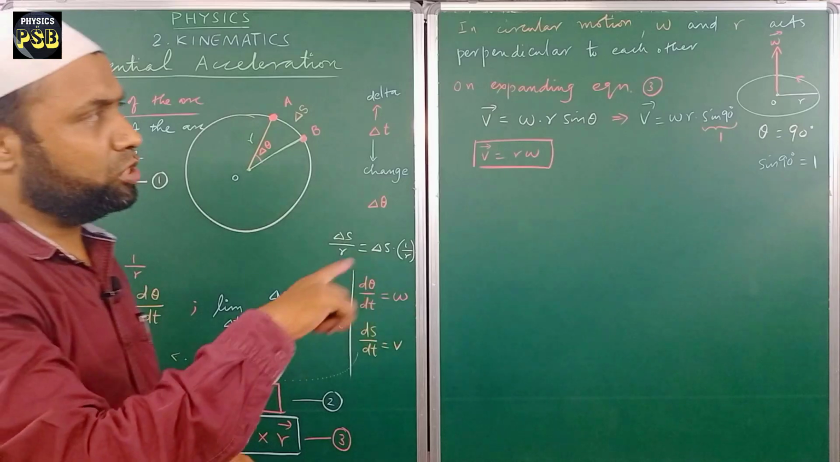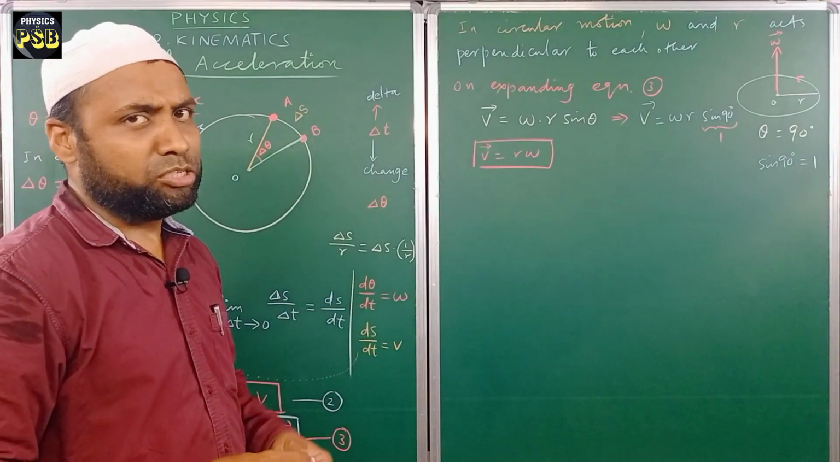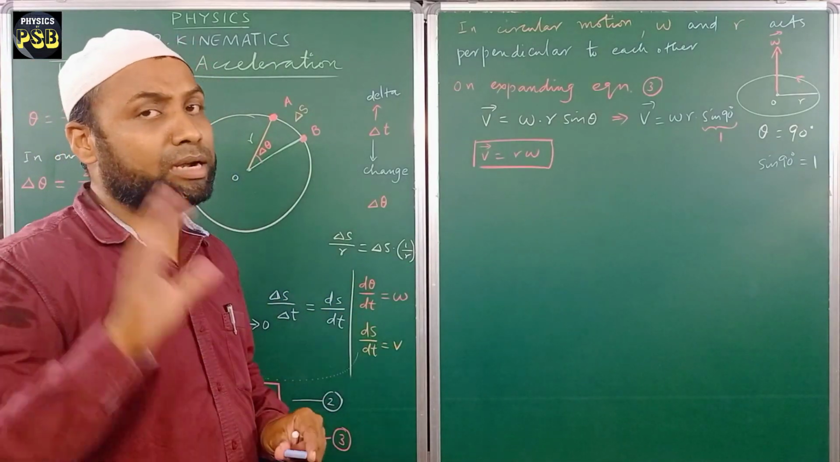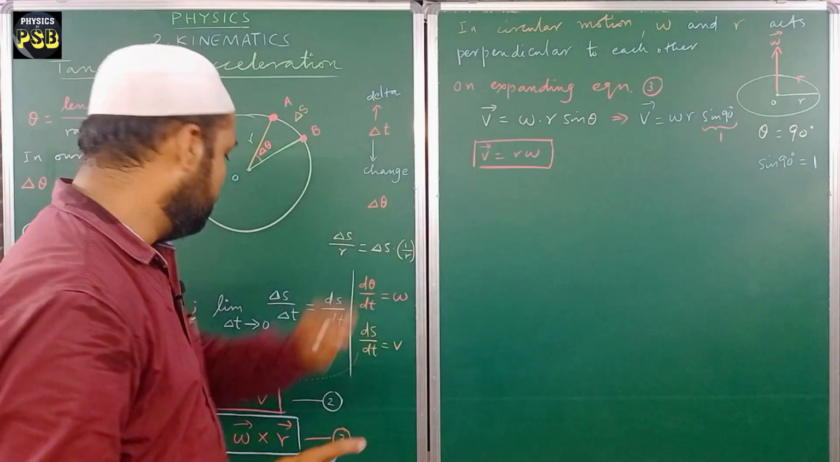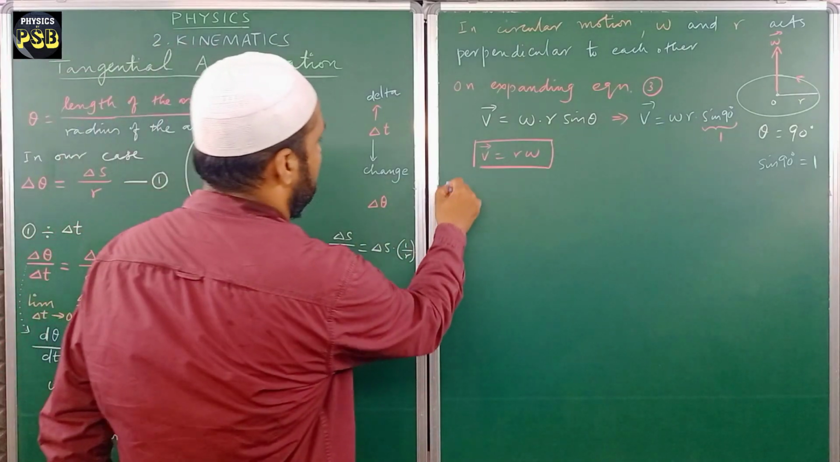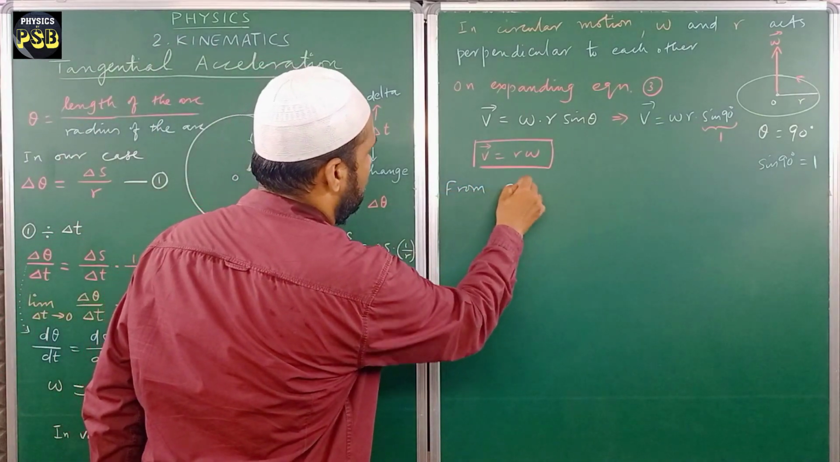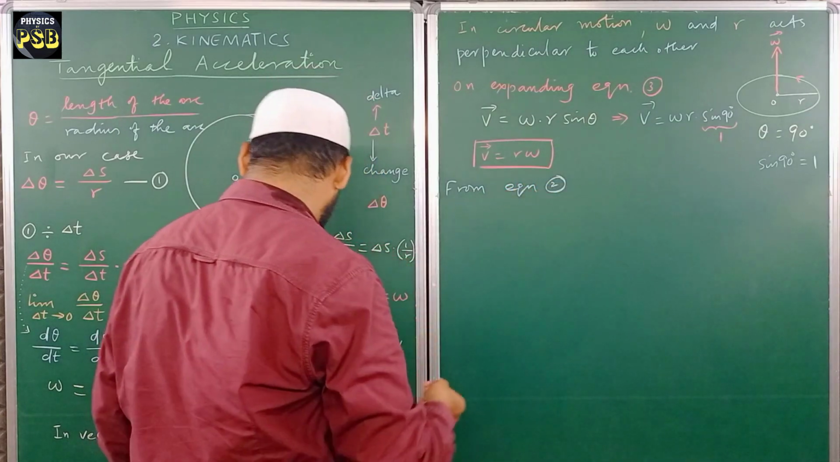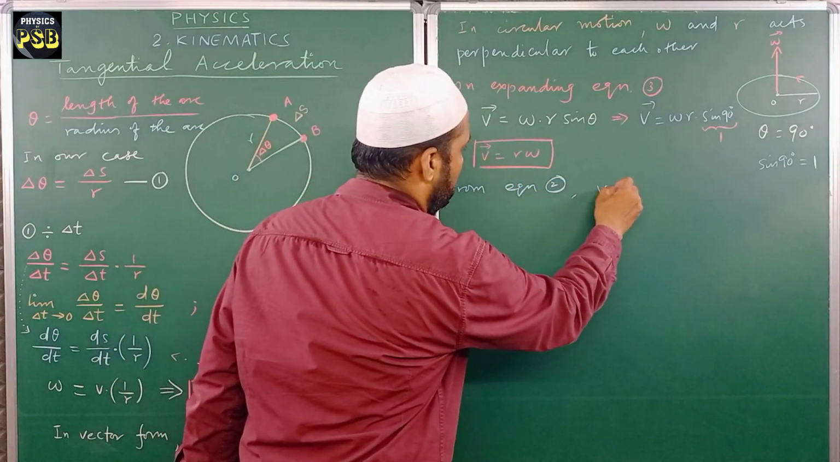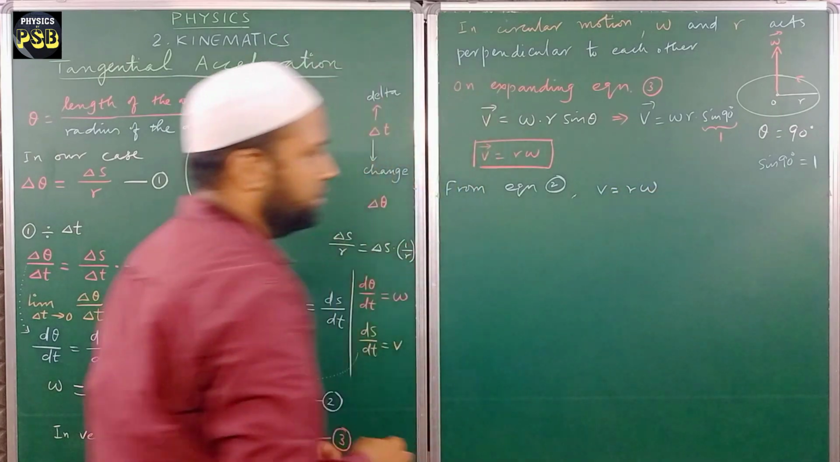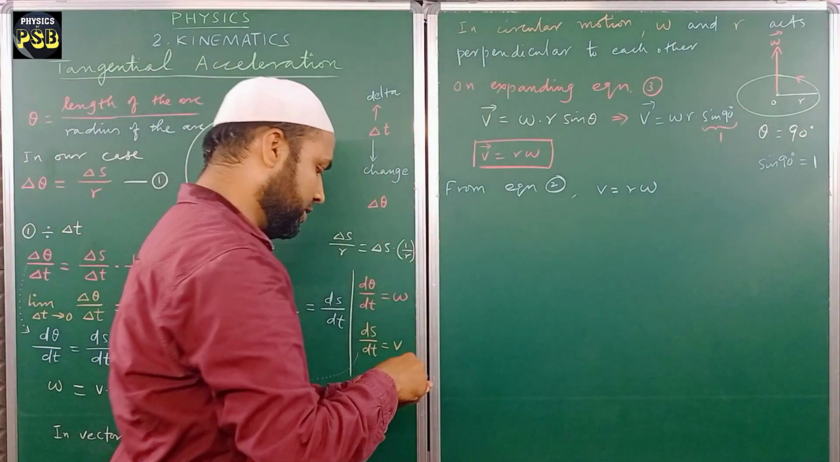Because in a circular motion, the direction of the object changes continuously, but the magnitude remains the same. Okay, so from equation 2, what is this equation number 2? Yes, V is equal to r omega. Now I'm going to differentiate this.